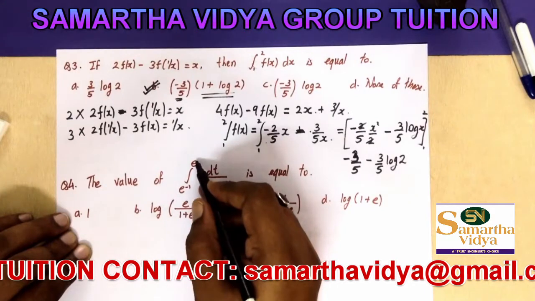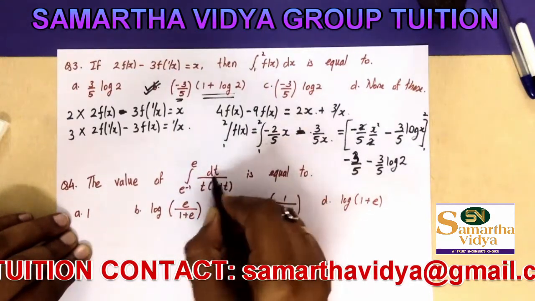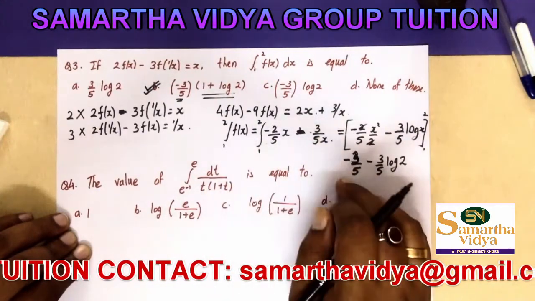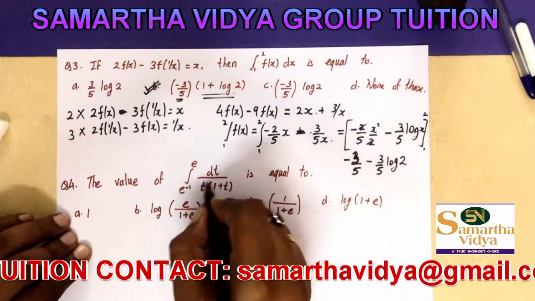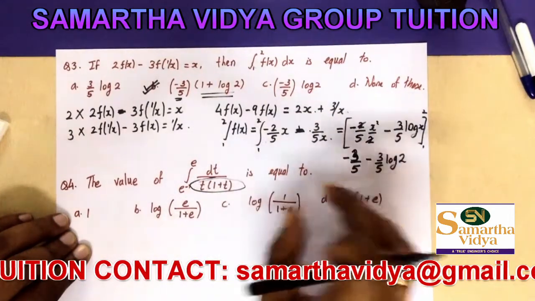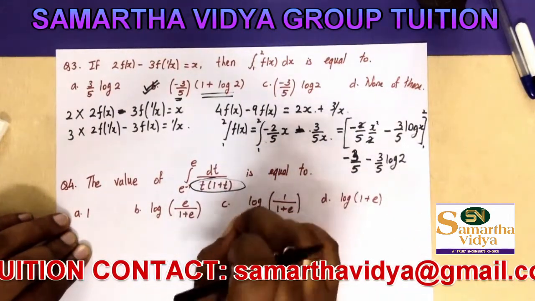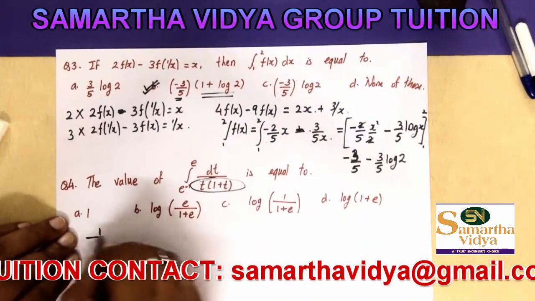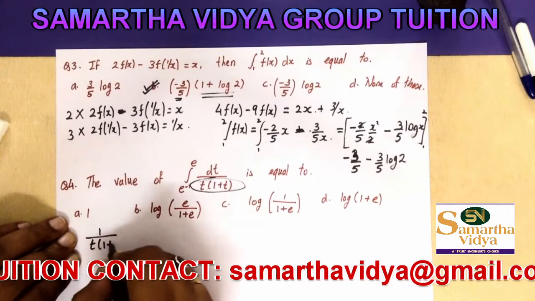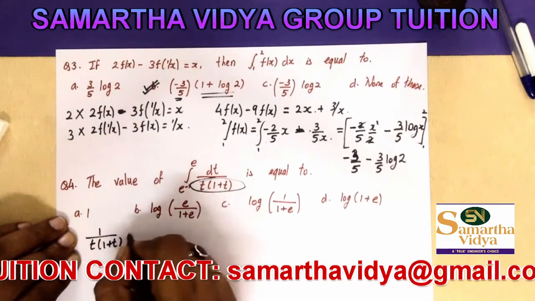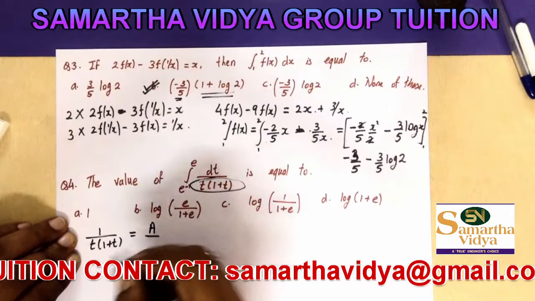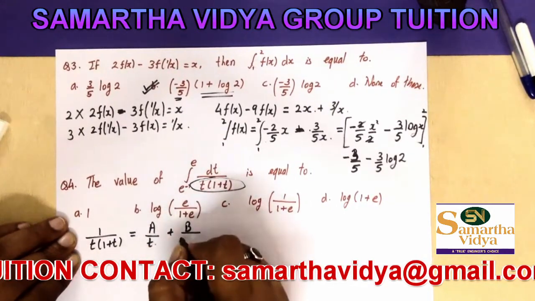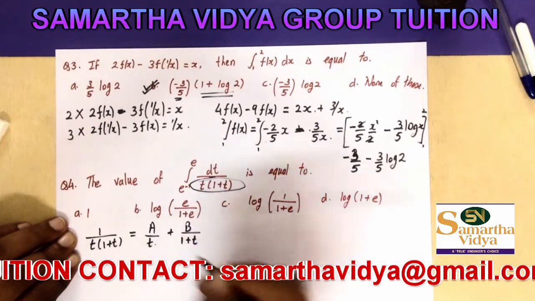So moving ahead to the next one, we have the integration limits as e raised to minus 1 to e, and the integral is of dt upon t into 1 plus t. I need to find this particular integration. From the type of sum, you can understand that this is basically of the type of partial fractions. So just recollecting what partial fractions are: I have two terms and I need to split it up, so it's basically going to be in this form, that is a upon t and b upon 1 plus t.